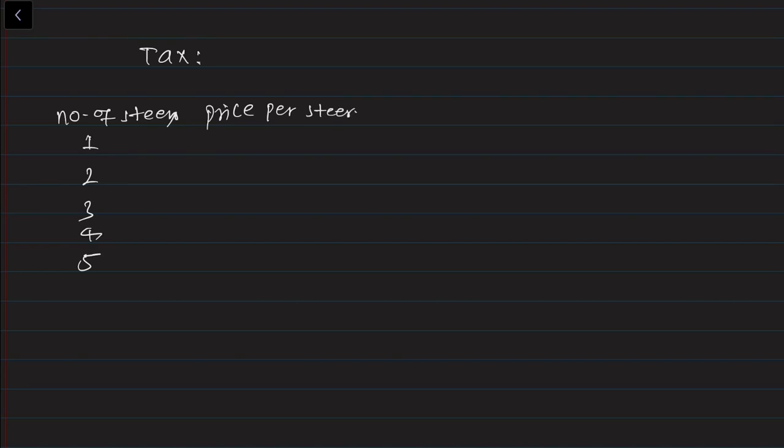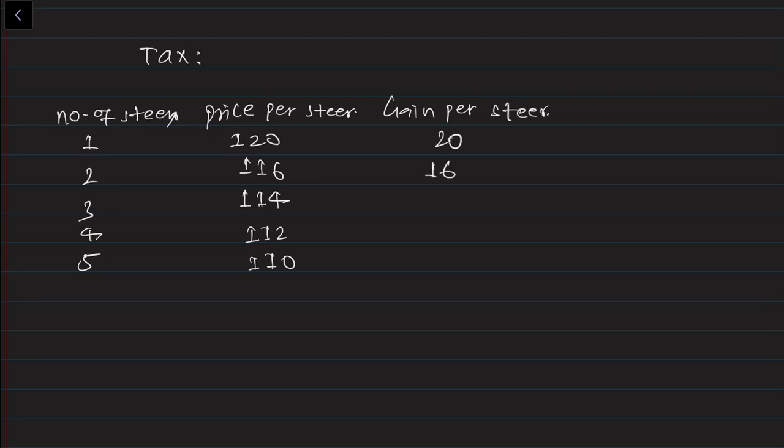There is another way of solving this problem. We can impose some tax on people's income. So let's discuss the example. This example is the same as we discussed previously. There are 5 villagers and the market prices are also the same. So the number of steers: 1, 2, 3, 4 and 5, and the price per steer is 120, 116, 114, 112 and 110. Now let's calculate the gain per steer. So this is 20, 16, 14, 12 and then 10, right?